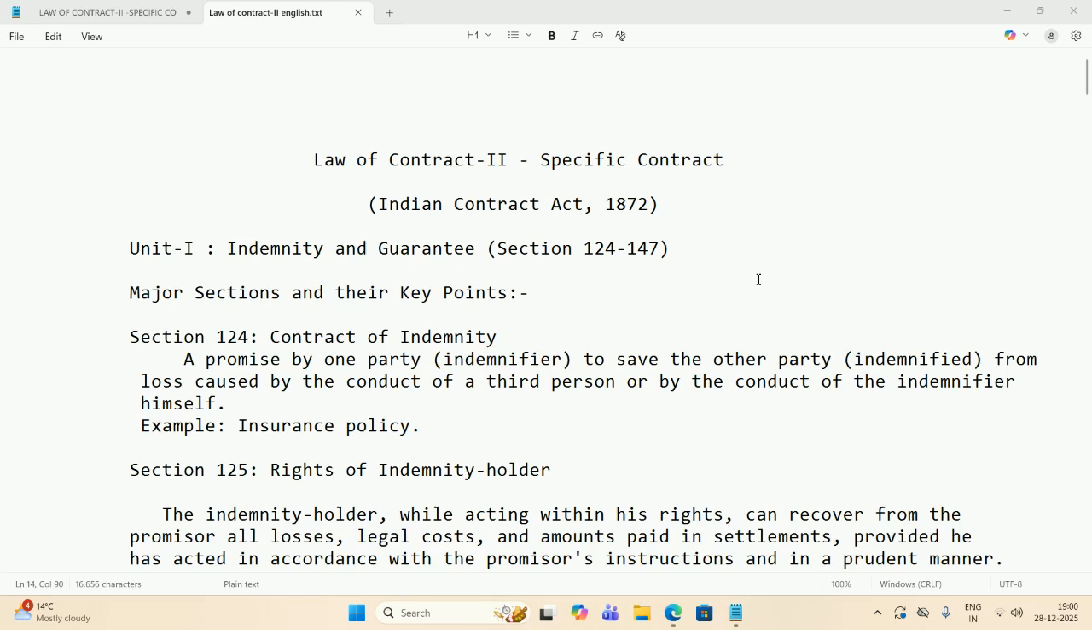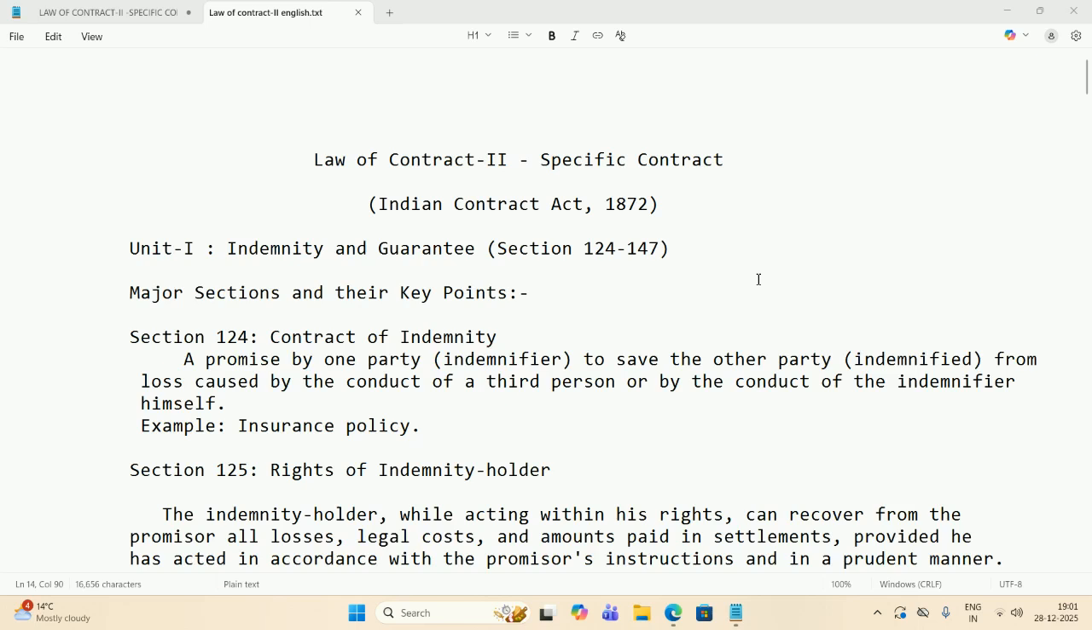So let us start. Unit 1, Indemnity and Guarantee. It is covered under section 124 to 147. Now, section 124, Contract of Indemnity. It says a promise by one party called indemnifier to save the other party indemnified from loss caused by the conduct of a third person or by the conduct of the indemnifier himself.